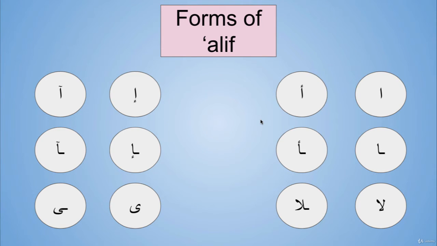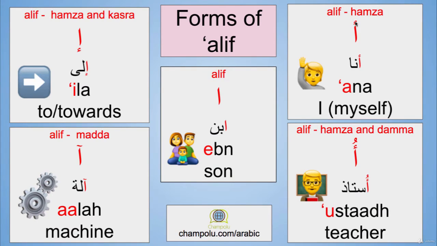So let's try to break it down a little bit to see how we can understand these forms. One of the major sources of variation of the shape of the letter Alif is what is known as Hamza, which is a small character that can be placed above the letter, like here, or it can be placed below the letter, as in here, and it can be combined with other diacritics, as in here. So let's see how it contributes.